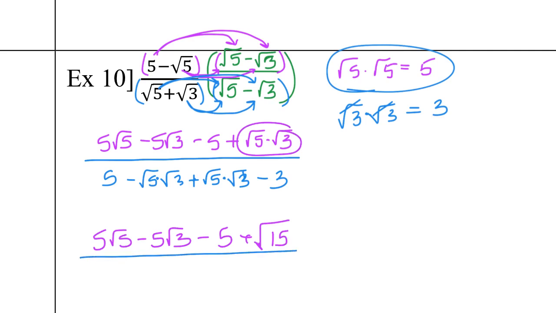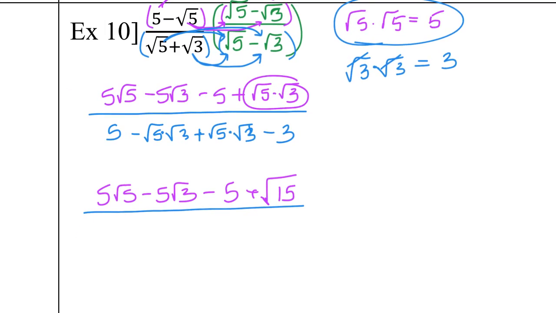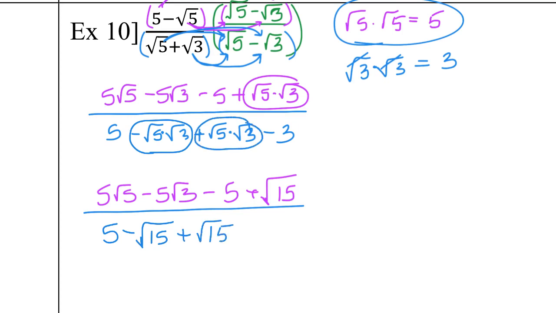Let's try the denominator and see if I can clean this up. So we have a 5. I'm going to use my multiplication property here, minus square root of 15. My multiplication property here, plus square root of 15, minus 3. So in the denominator, I see that I have negative root 15 and a positive root 15, which are going to add up to 0. But I can also combine 5 minus 3 to give me a 2 in the denominator.